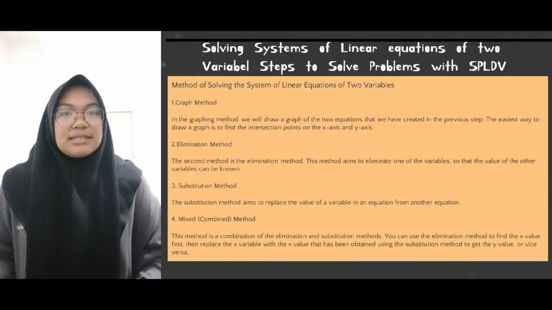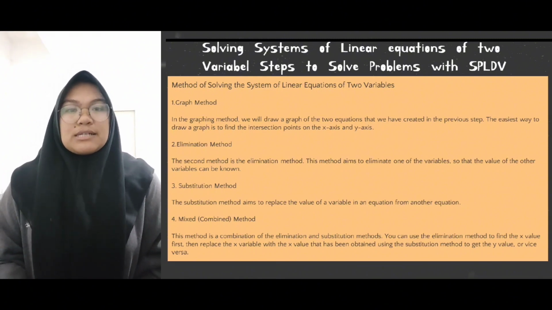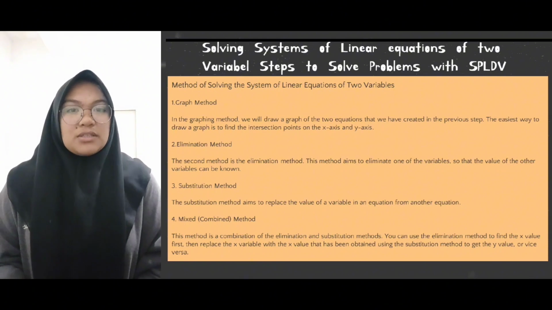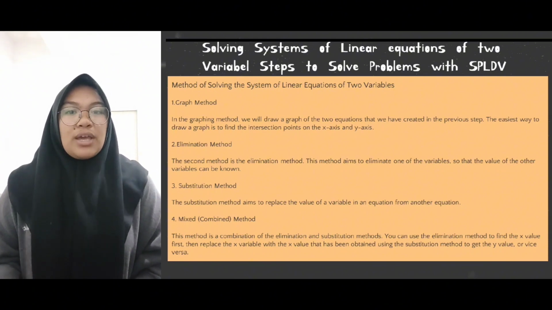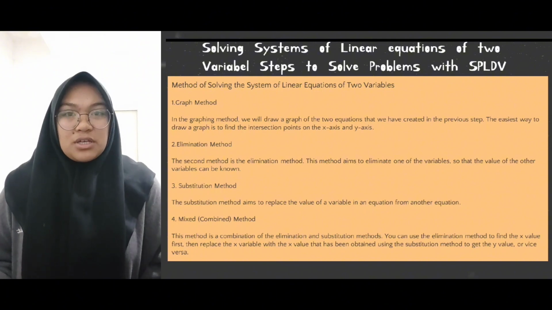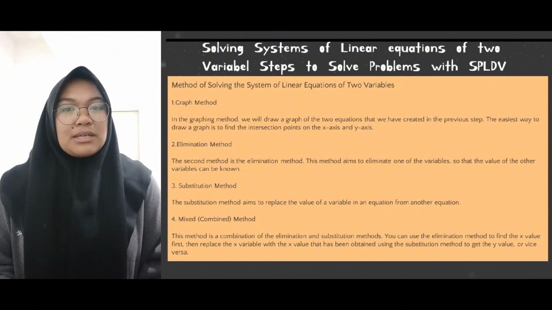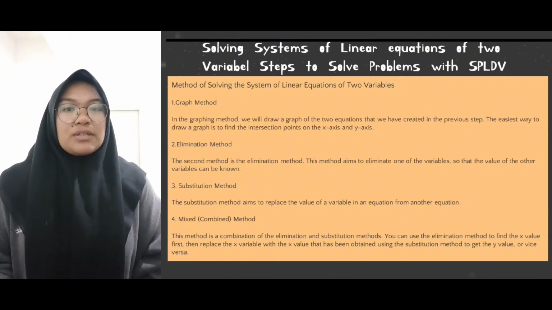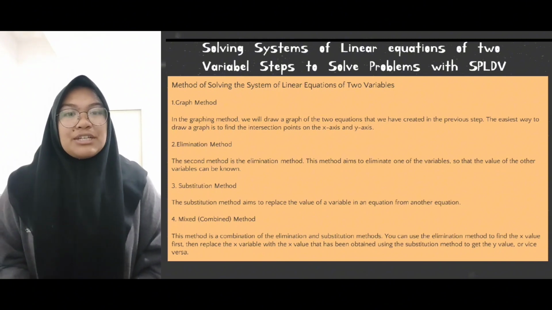Methods of solving a system of linear equations of two variables. 1. Graph method. In the graphing method, we draw a graph of the two equations that we have created in the previous step. The easiest way to draw a graph is to find two intersection points of the x-axis and y-axis. 2. Elimination method.